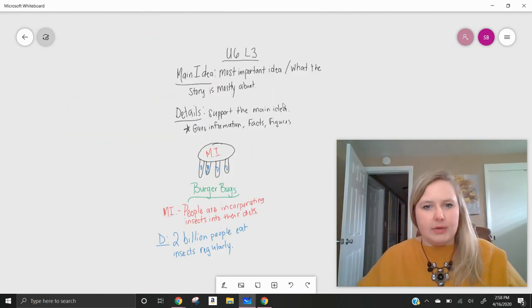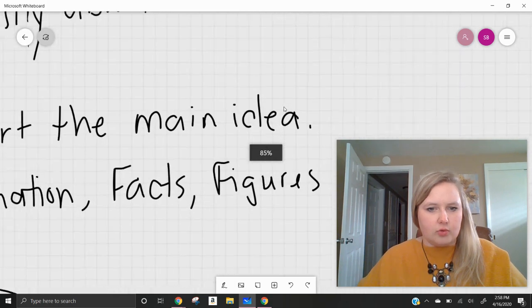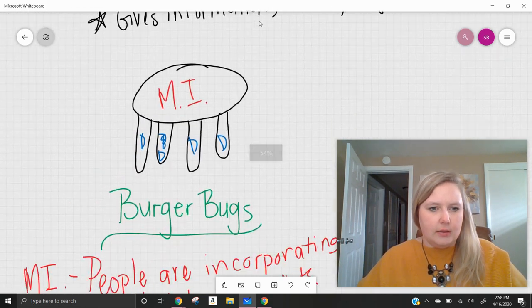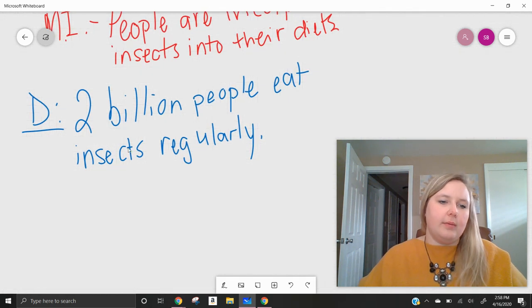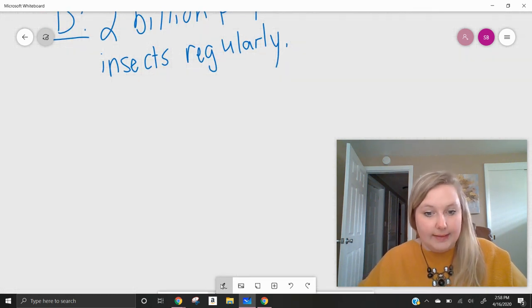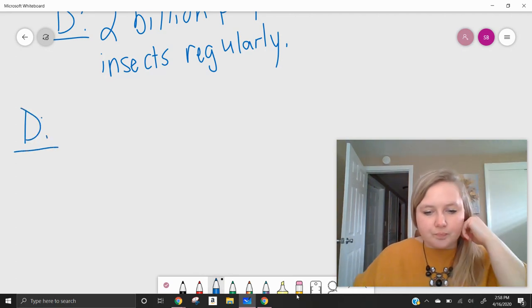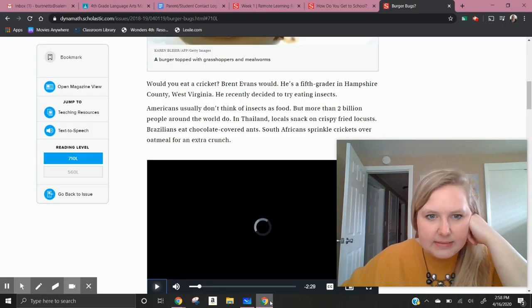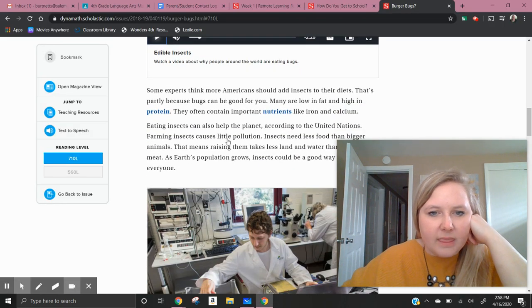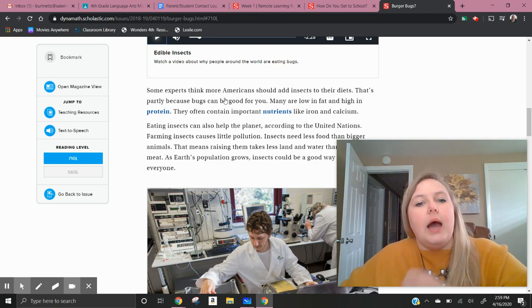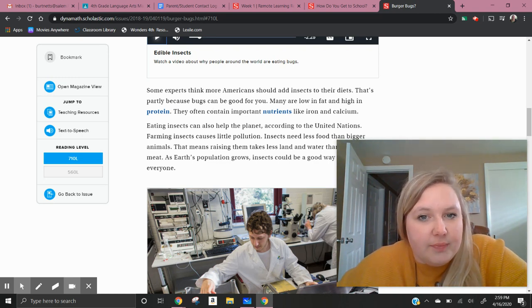Oh man, I hate when I do that. Scroll back a little bit and get back down to where I was. Okay, now if I go here, there we go. Let's do another detail. Why are people eating these bugs? Okay, and if I look here, I'm looking at why people have added insects to their diets. Look at this. Bugs can be good for you. Many are low in fat and high in protein.